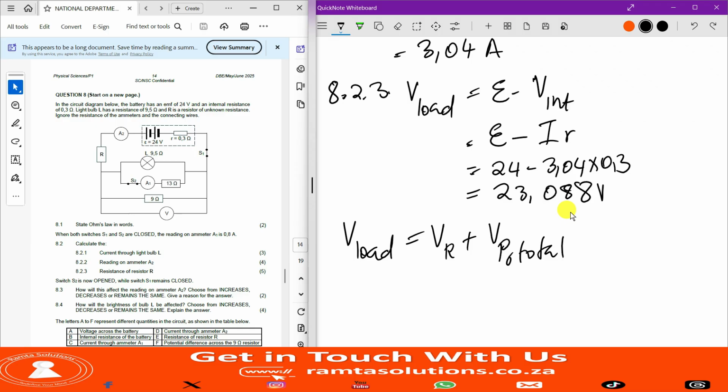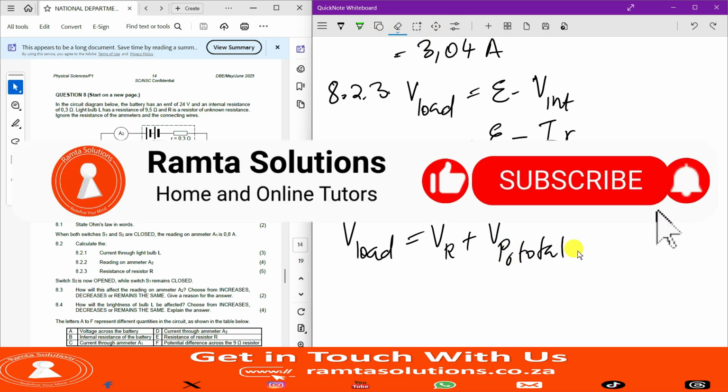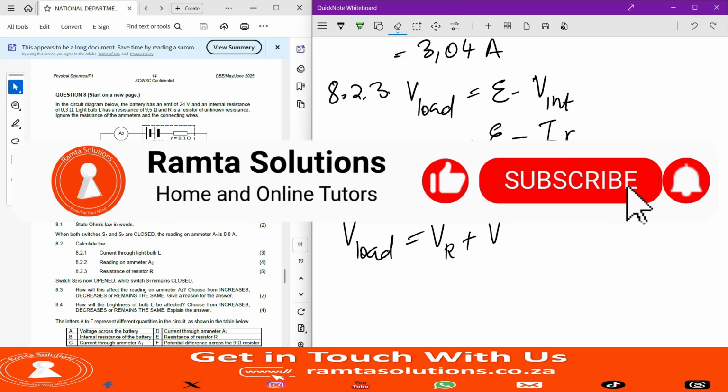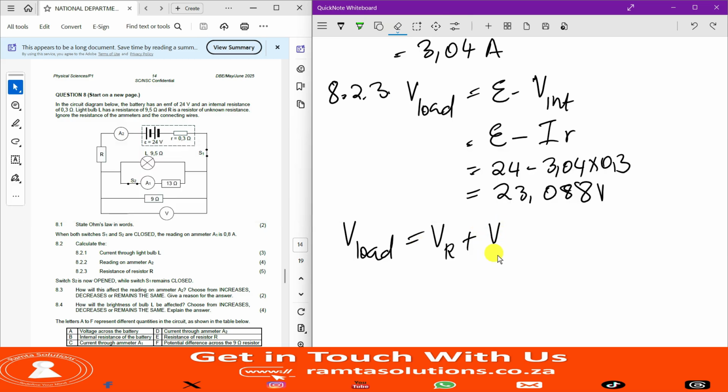All right. So a question that we should ask ourselves is this: do we know what this V is? Perhaps even if we call it just V, because the V here is the same V here. We don't, right? But we know the current, so it's easy, we can find it. So we said this one here is 23,088, and this one here is, let's say, total current times resistor R.